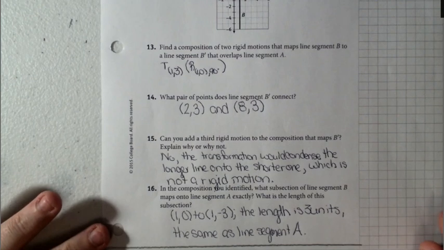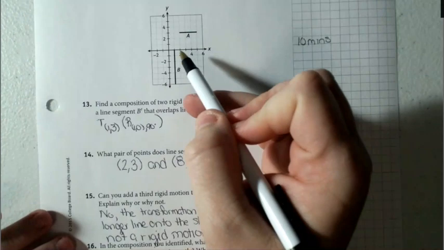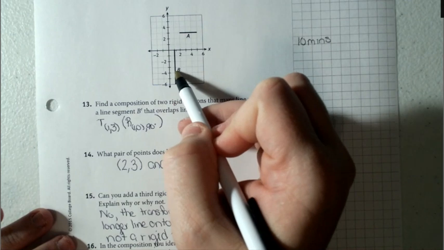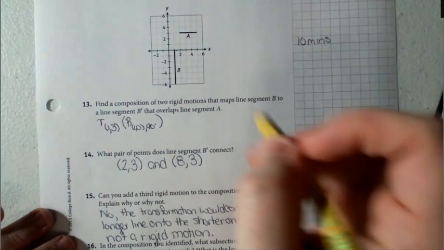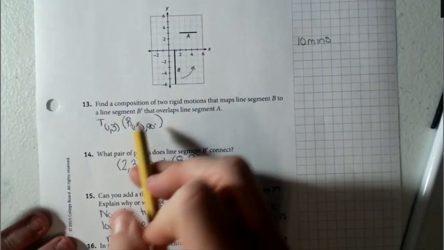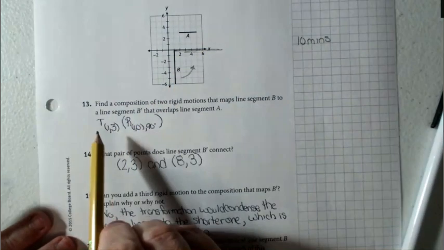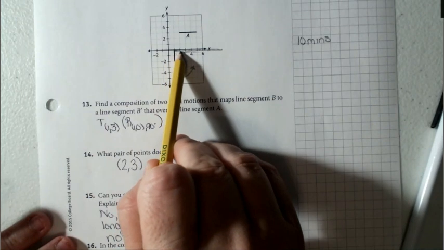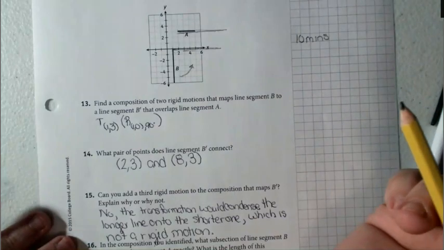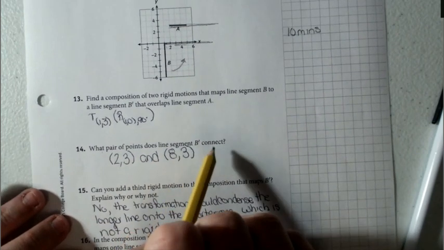All right, so as you can see, 13 through 16 have been provided. I said if we were to first rotate this particular line segment 90 degrees counterclockwise about the point (1, 0), it would end up here. And then I want to translate it 1 unit to the right and 3 units up, so it will now be up here. It says, what pair of points does line segment B prime connect?